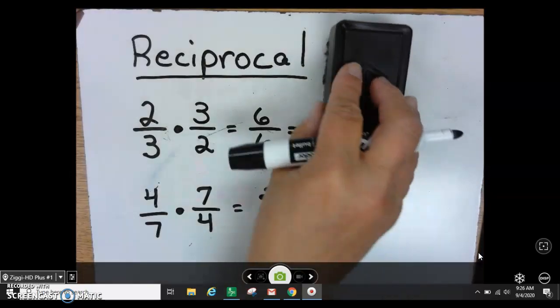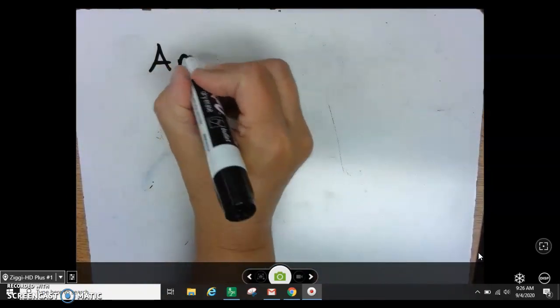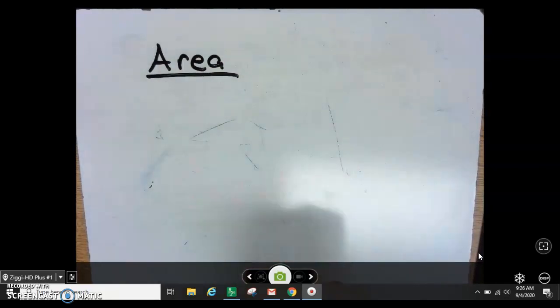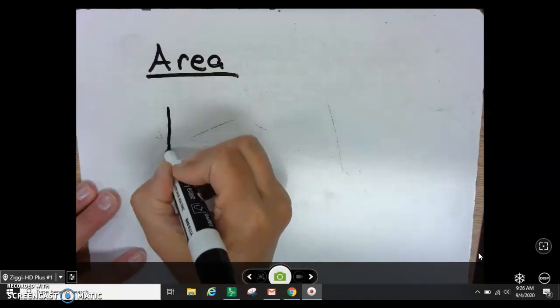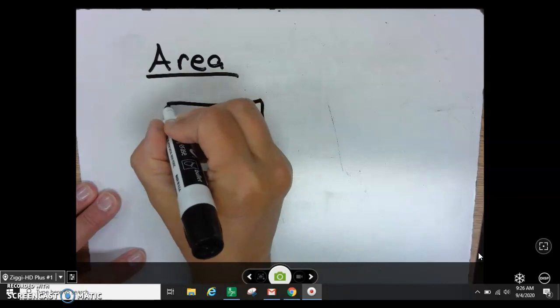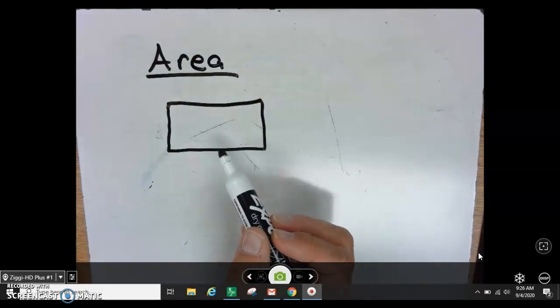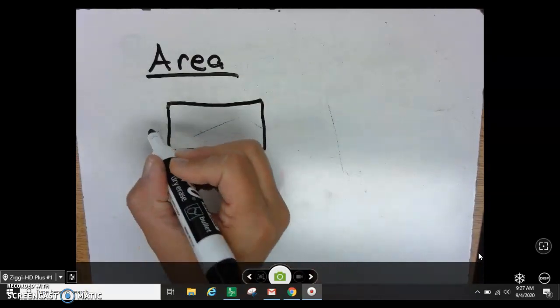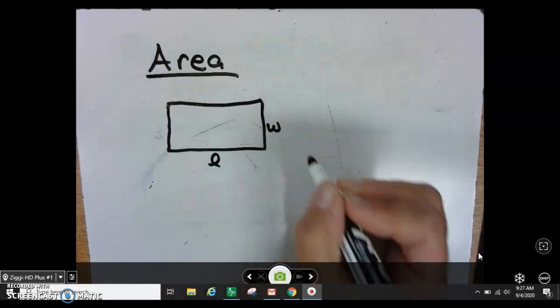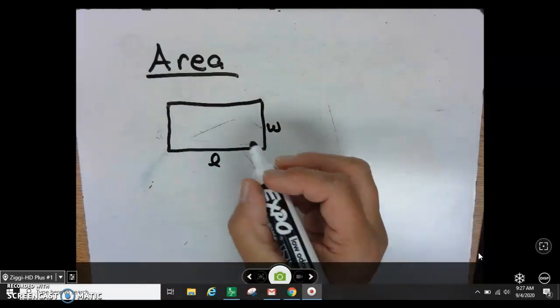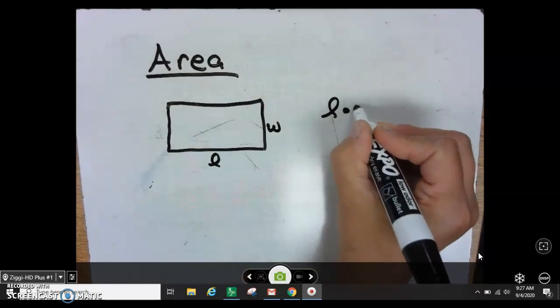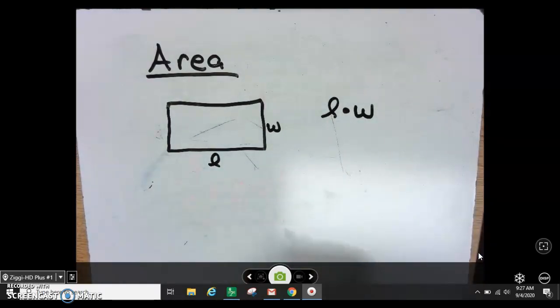Okay, second topic I want to review with you is area. Simplest one you should remember from elementary school is area of a rectangle. Area means the space inside of a two-dimensional shape. So like if you put carpet on a floor, you would need to know the area. So we have length and we have width. Okay, area is just length times width. That's what you do to find the area.